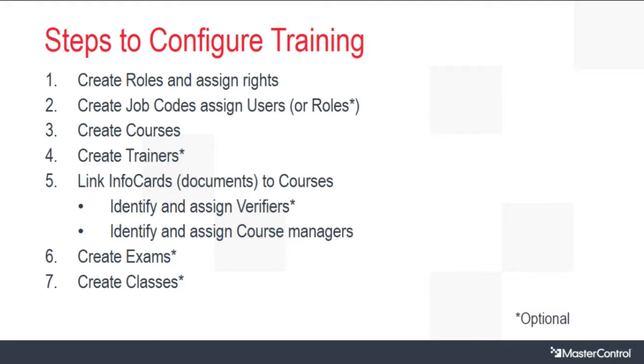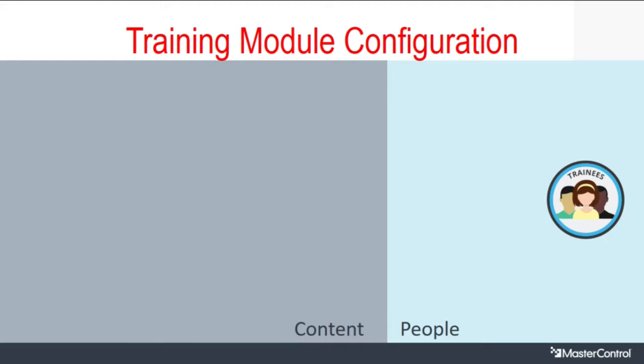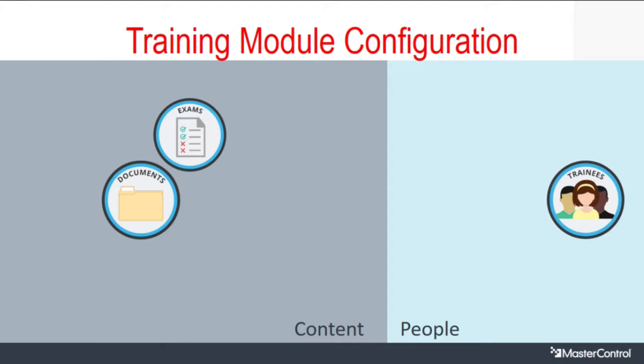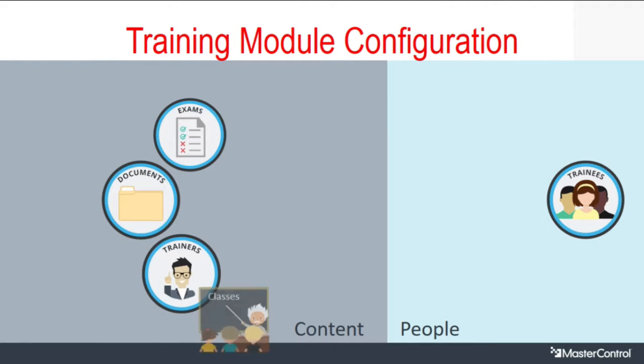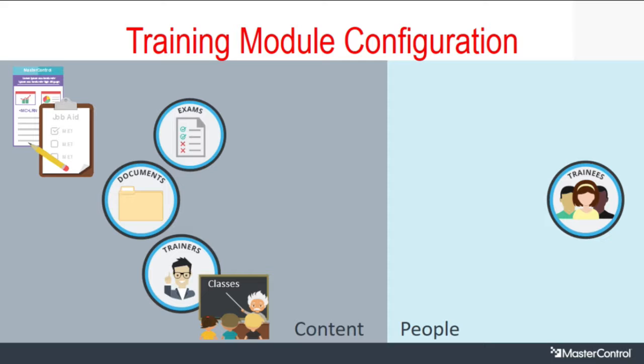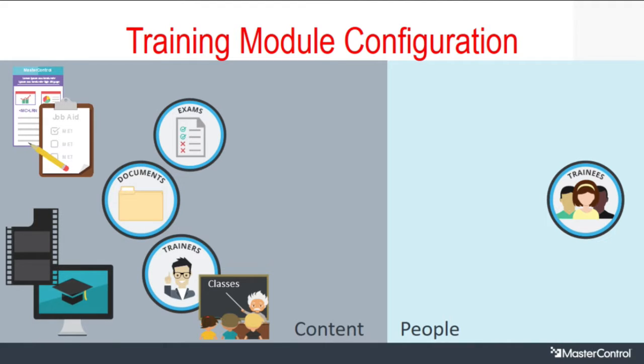It's not quite. But what I want to talk to you about is, excuse me. So the training module, what you really have is you've got people on one side of my slide here, right? You've got content on the other, whether that's a document or exams, trainers, classes. Okay, here we go. Job aids, anything that they have to read. It really doesn't matter what the content is, videos, etc. How do we get those to our people?